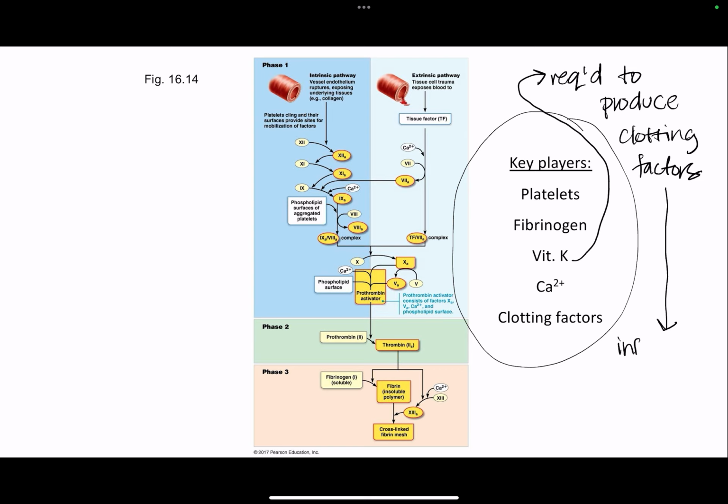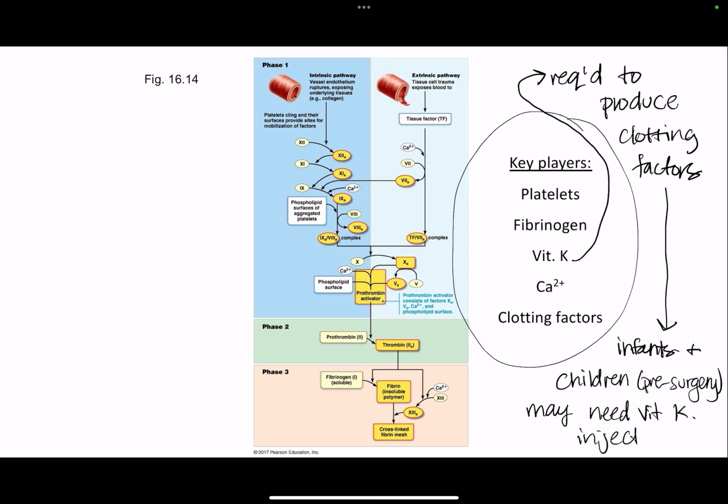So infants, and then children before surgery may need vitamin K injections. Because children just may not have enough vitamin K sequestered to take on the trauma and damage that may come from the surgery, so they can get an injection of vitamin K to help them produce more of those clotting factors to help with the healing.